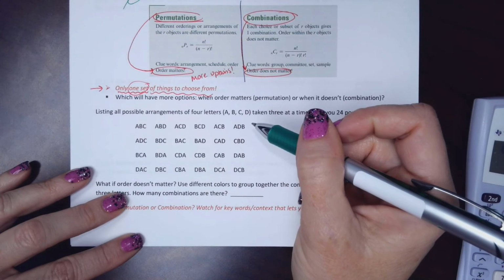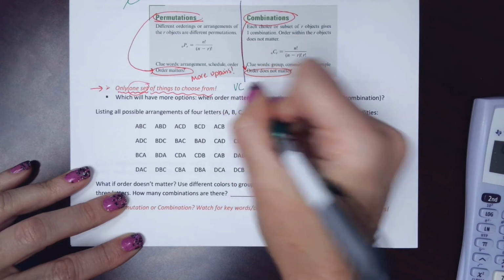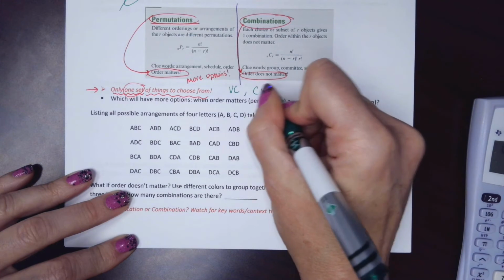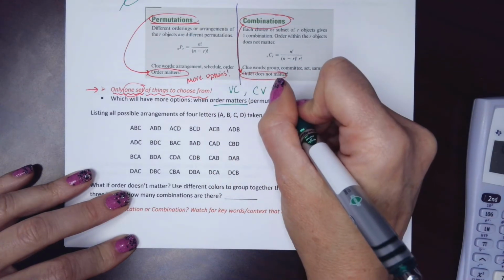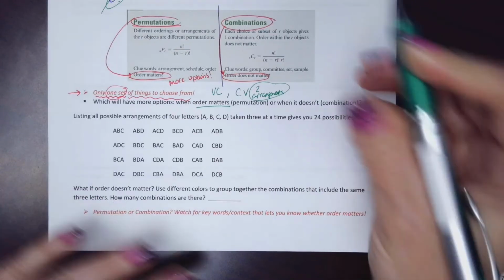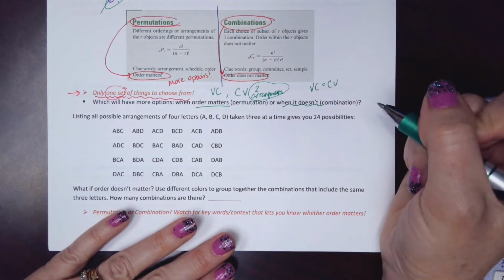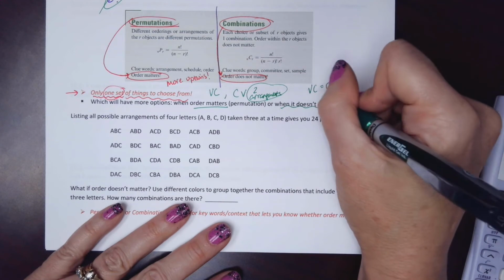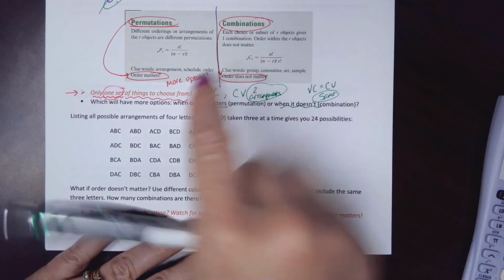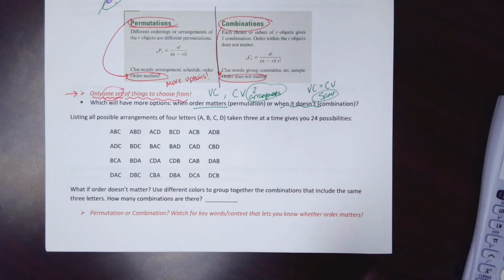Which one has more options? Well, if I only have two choices and order matters, VC isn't the same as CV. Those are two separate arrangements. If order matters, that's two arrangements. But if order doesn't matter, VC is the same thing as CV. It's the same, so that's only one arrangement for a combination. So when order matters, I look at these as two separate outcomes. Well, if the order doesn't matter, this is just one outcome.